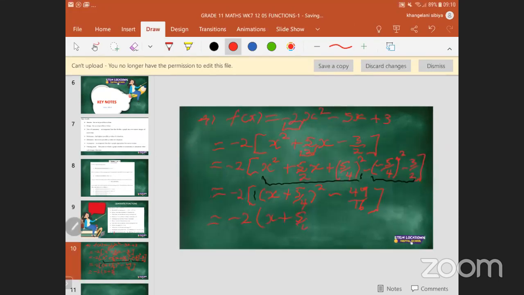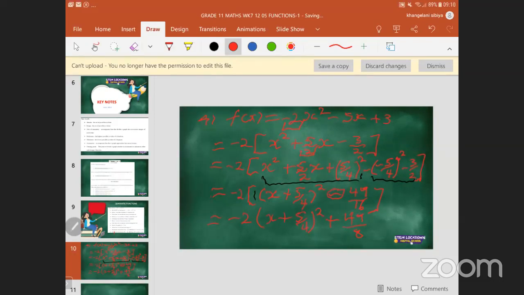sorry, 5/4 all squared. Please take note of this. There is a negative that is here. So negative times negative would give you positive. Obviously, if you say 49 divided by 16, this will give you 49/8. That is that.